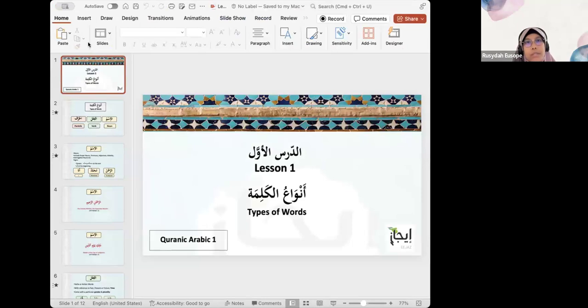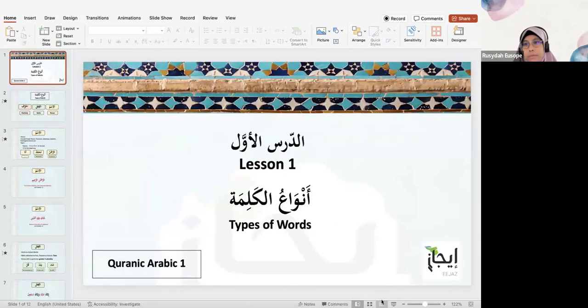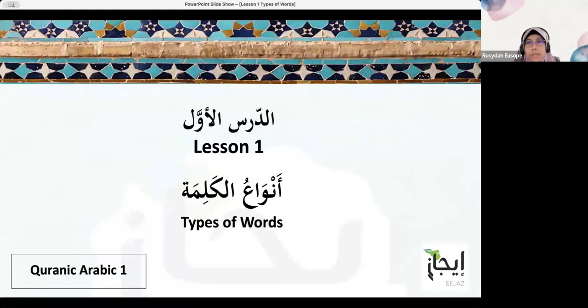Okay, let's go into today's lesson. Bismillah. So, anwa'ul kalimah. Anwa' means types. And then al-kalimah. Kalimah also exists in Malay. It's a loan word, an Arabic word. Kalimah means word also in Malay. So it's an Arabic word and the same meaning. No difference, but maybe the way it's pronounced.